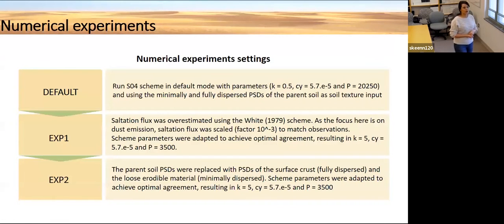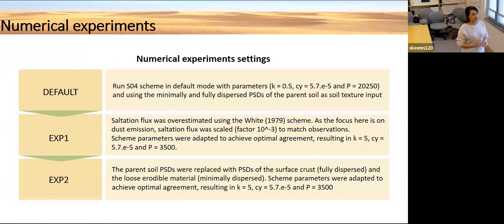Okay, let's go through the numerical experiment settings. So we had 3 experiments. First, we ran Shao's scheme by default setting, and then we used the minimally and fully dispersed particle size distribution of the parent soil. And then for the second experiment, we tried to rescale the saltation flux and modify some of the scheme parameters to get a better result, to get a better magnitude and timing of the dust emission, and then dust emission flux.